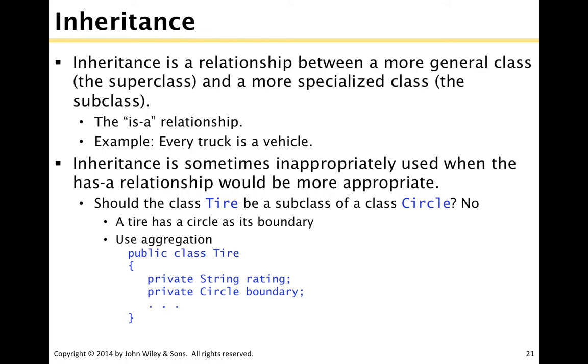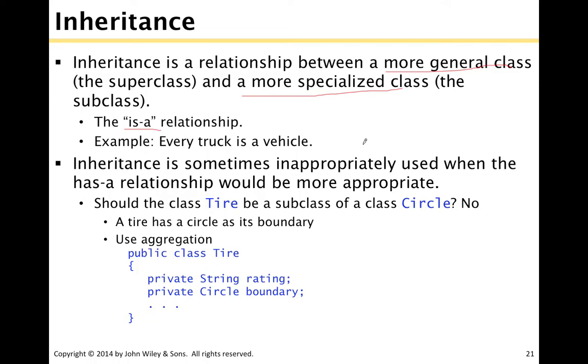Inheritance is a subclass-superclass relationship, in general between a more general class, which is the superclass, and a more specialized class. So another name for that is the "is a" relationship. We say every truck is a vehicle. So truck is a subclass, and vehicle is a superclass. But we do not say every vehicle is a truck. That is logically incorrect.